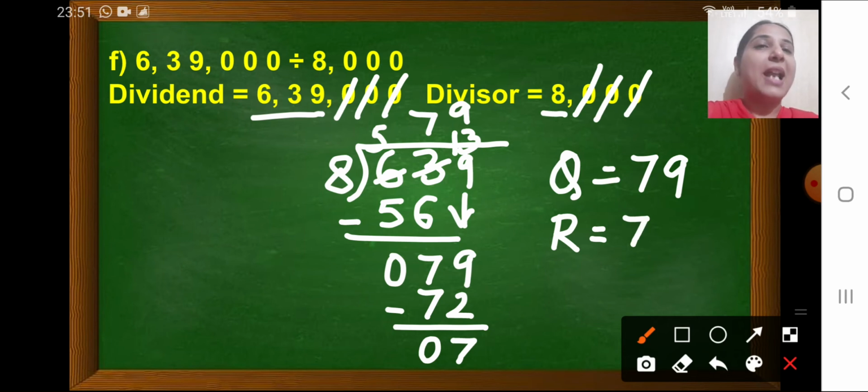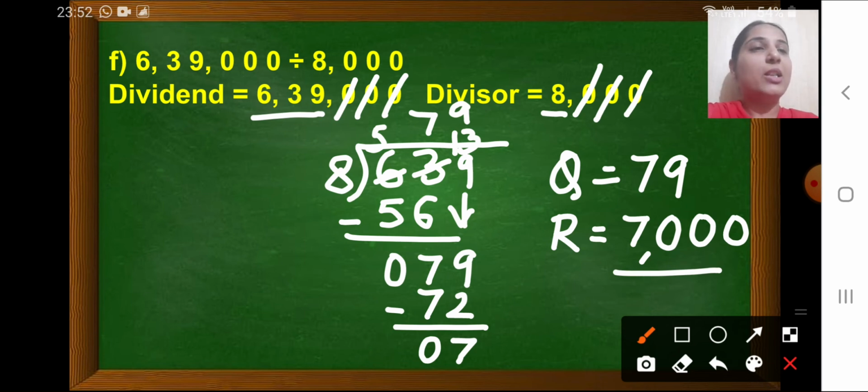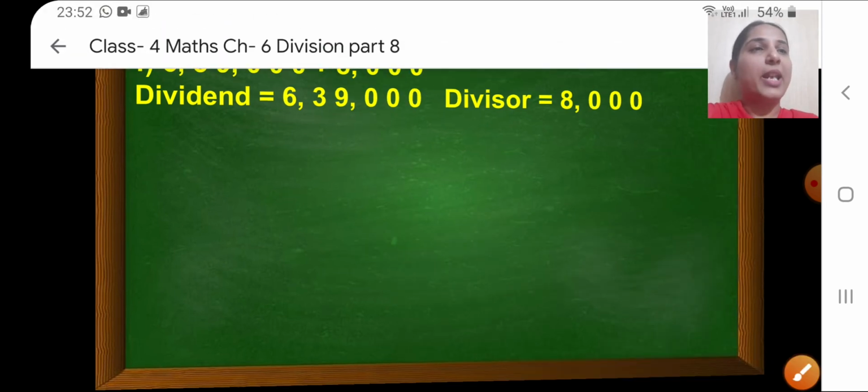Now again we'll add the cancelled numbers of zeros. How many zeros did we cancel in both the dividend and divisor? 3 zeros. So we'll add them back to the remainder, 1, 2 and 3. So what is the remainder here, children? The remainder here is 7,000. So in this way the quotient obtained is 79, whereas remainder is 7,000. Okay? Now let's move to next question.